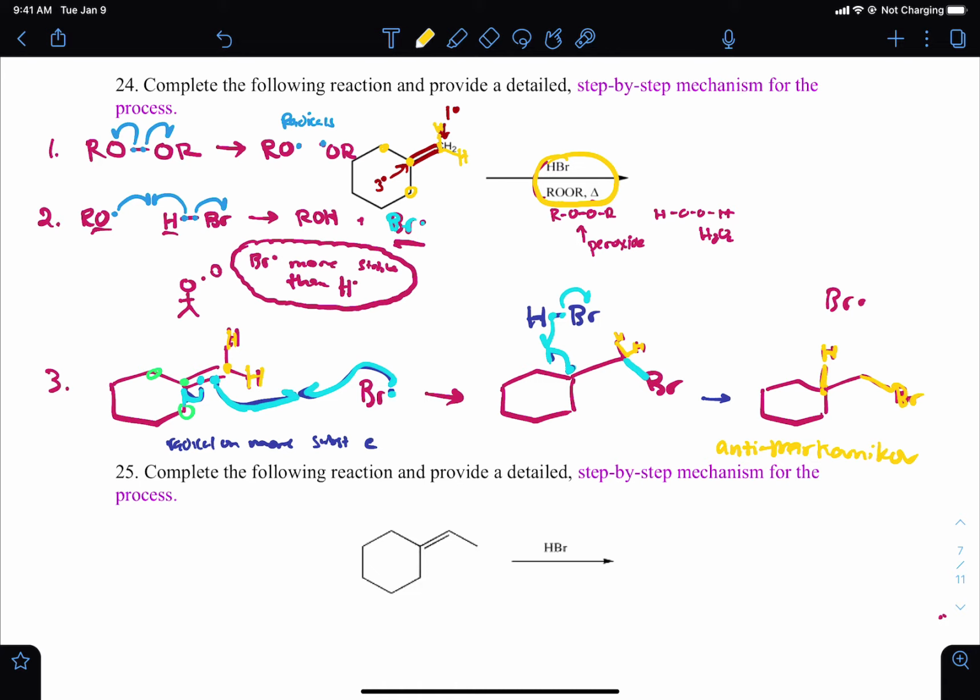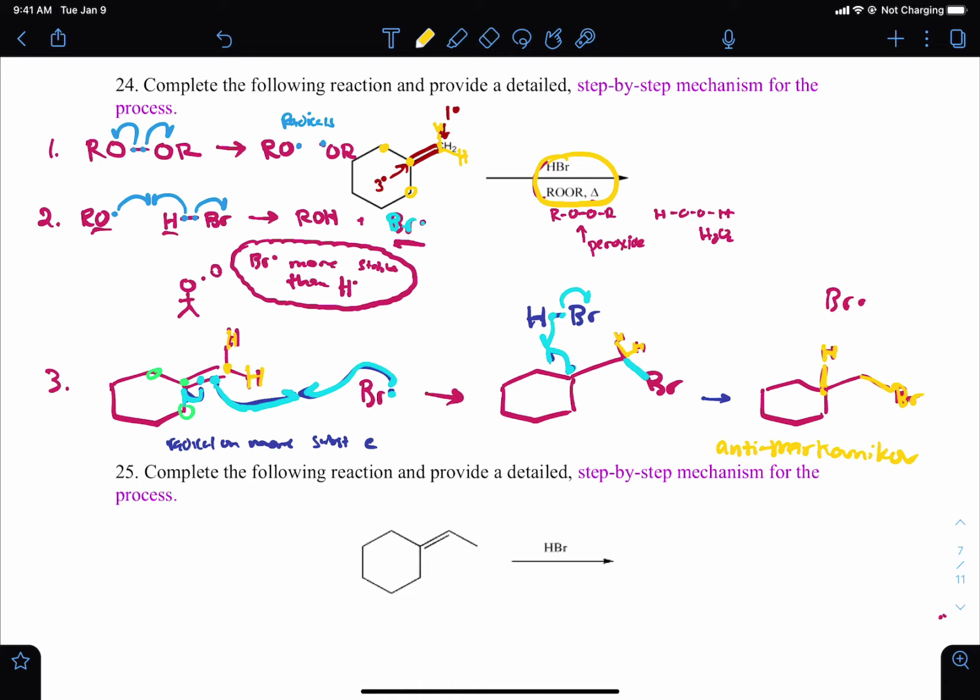So here's how this works. It's much simpler. I'll draw it out here. So here's our alkene, and we've got HBr. No peroxide, so no radical formation.